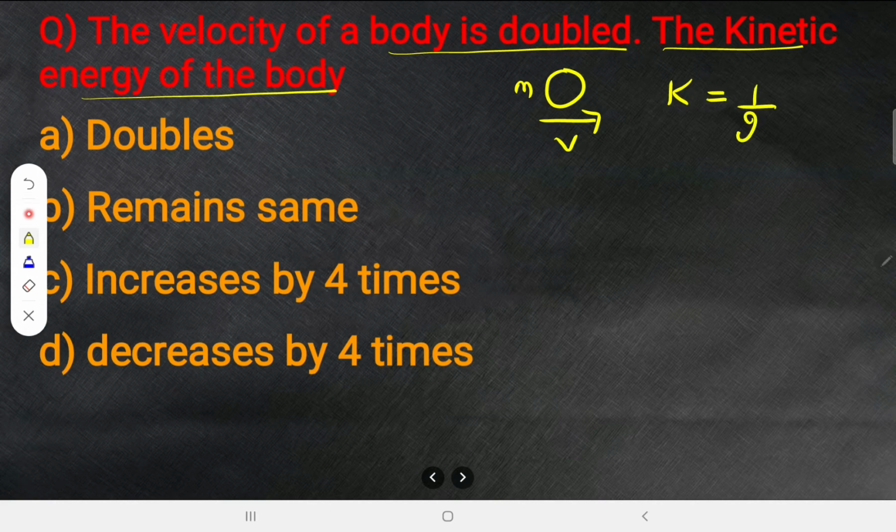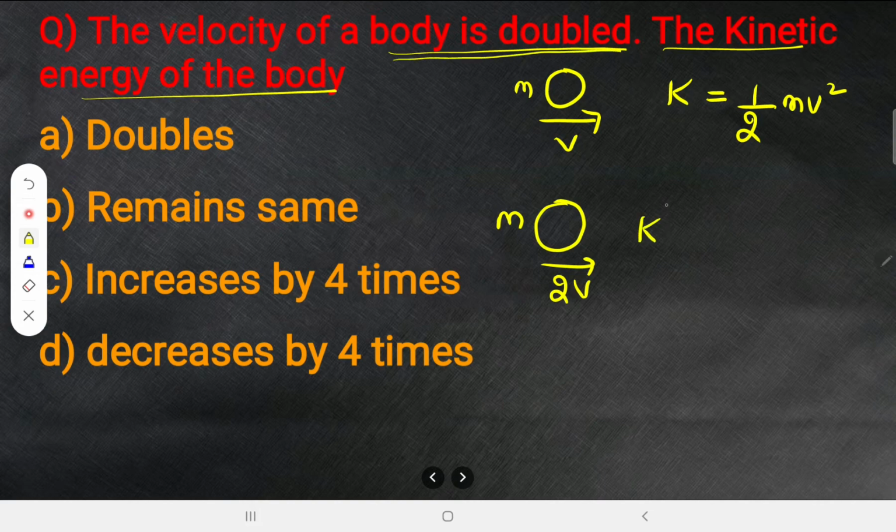So it is half mv square. This is the kinetic energy. Now its mass does not change, mass will remain the same, m only. Let us take its velocity has become 2v, because they are saying the velocity of the body is doubled. Now what will be the kinetic energy? Definitely it will have a new kinetic energy. Let me call it k dash. So k dash is equal to half m into, instead of v square, we have to write 2v whole square. Now it becomes 1 by 2 into m into 4v square.